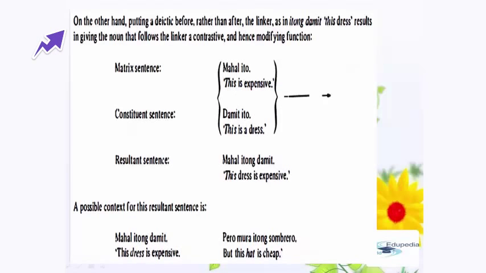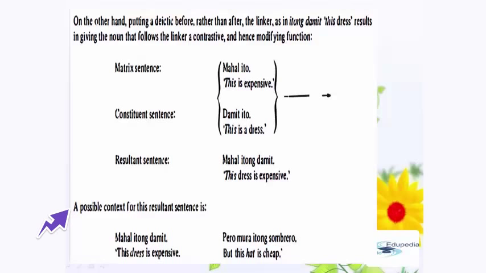On the other hand, putting a deictic before rather than after the linker, as in itong damit, this dress, results in giving the noun that follows the linker a contrastive and hence modifying function. Matrix sentence: Mahal ito. This is expensive. Constituent sentence: Damit ito. This is a dress. Resultant sentence: Mahal itong damit. This dress is expensive.